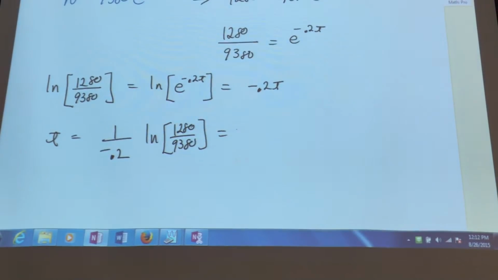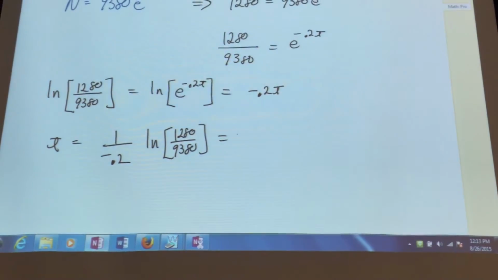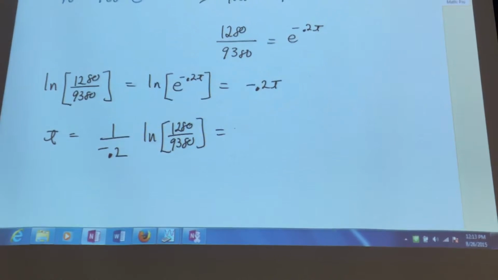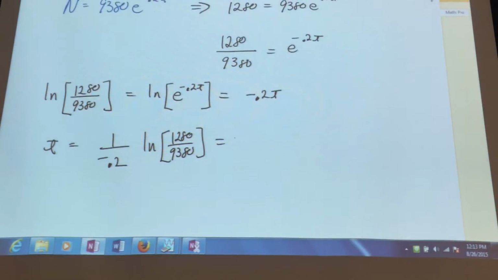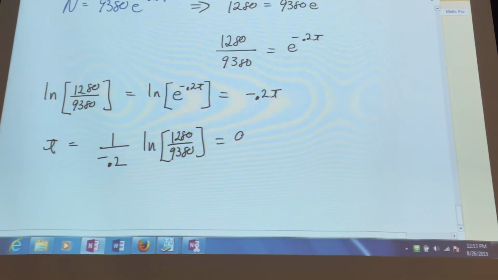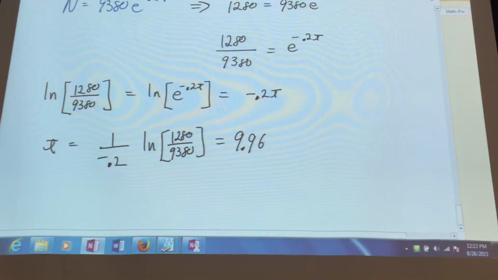Bracket there. Where's that one? And your answer is 9.96 approximately. Here it is. Rounding off to three digits there, 9.96.